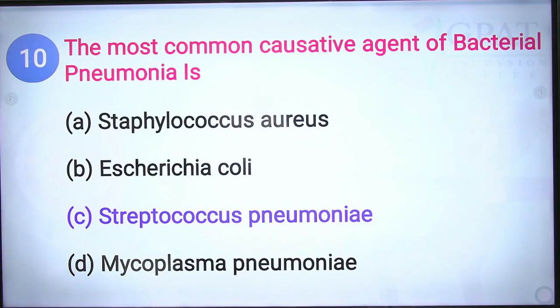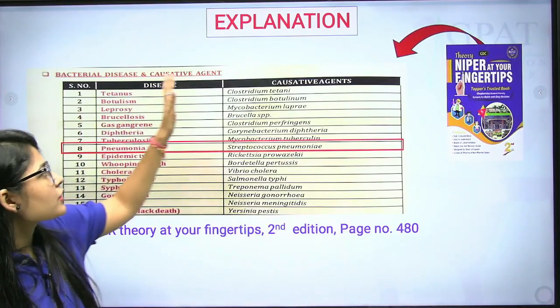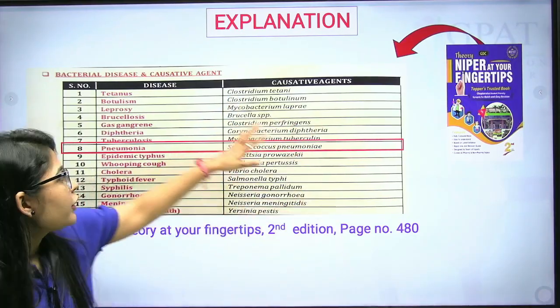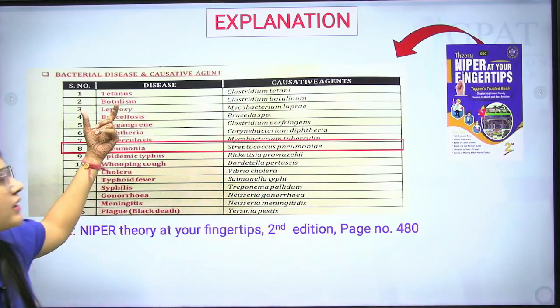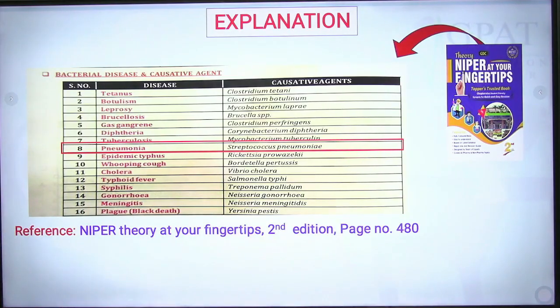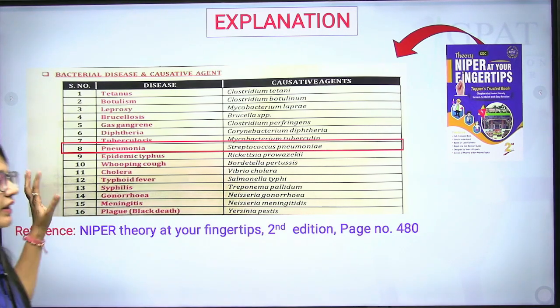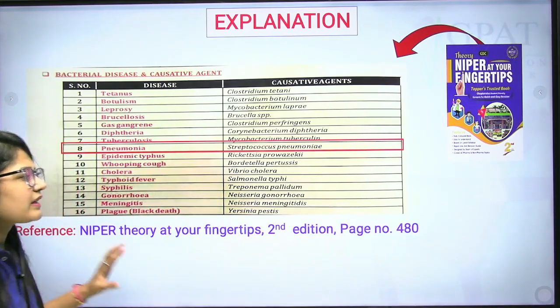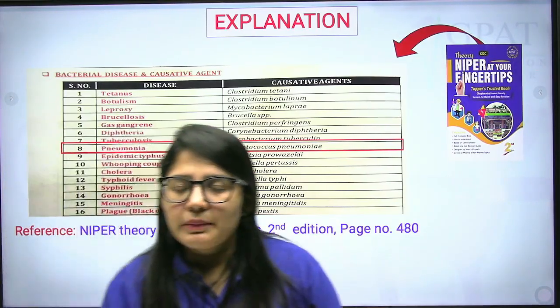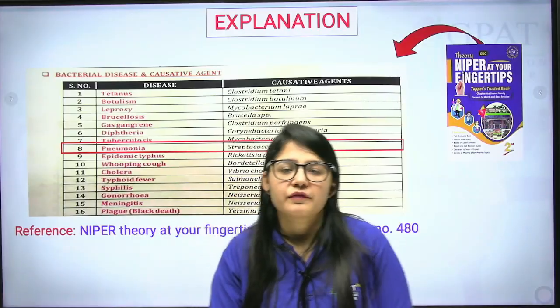Clear? You can see in this table, tetanus is caused by Clostridium tetani. Botulism is caused by Clostridium botulinum. You can see in each and every causative agent, the name of the disease is hidden in most of the agents. Clear? Tuberculosis is caused by Mycobacterium tuberculosis. Cholera is caused by Vibrio cholerae. We can say syphilis is caused by Treponema pallidum. Clear? Each and everything is given in this particular table, and these kinds of tables are present in our fingertips, either it can be NIPER, GPAT, drug inspector or pharmacist fingertips.